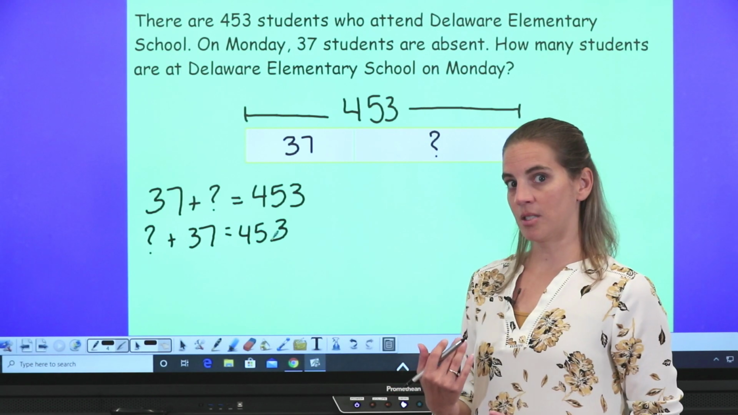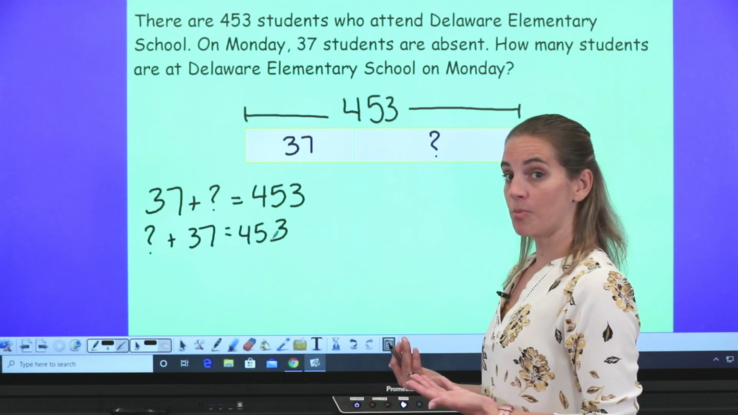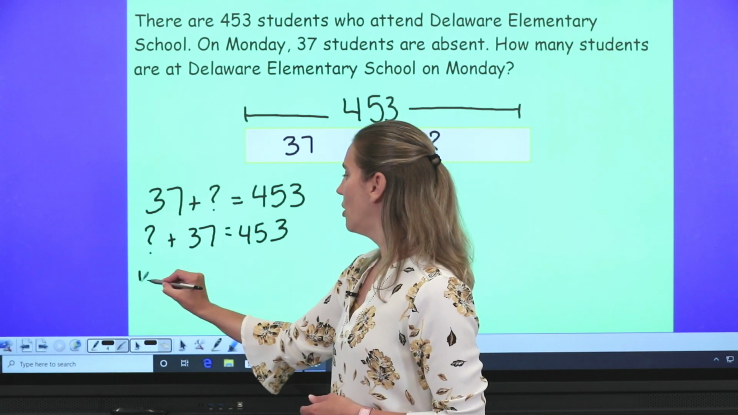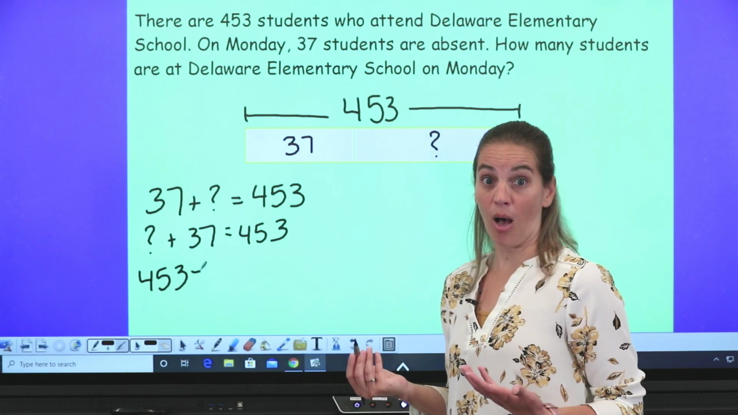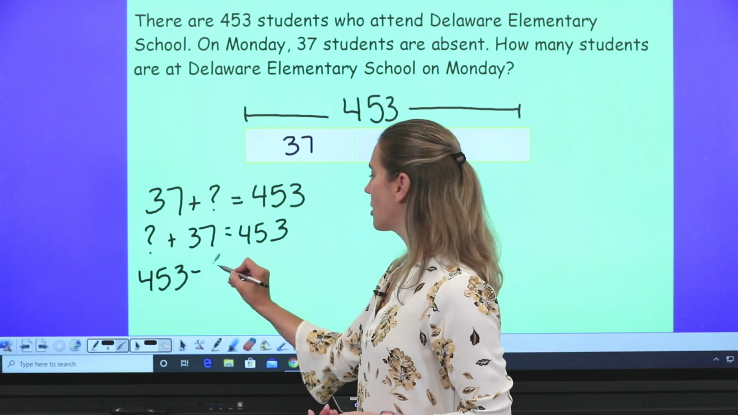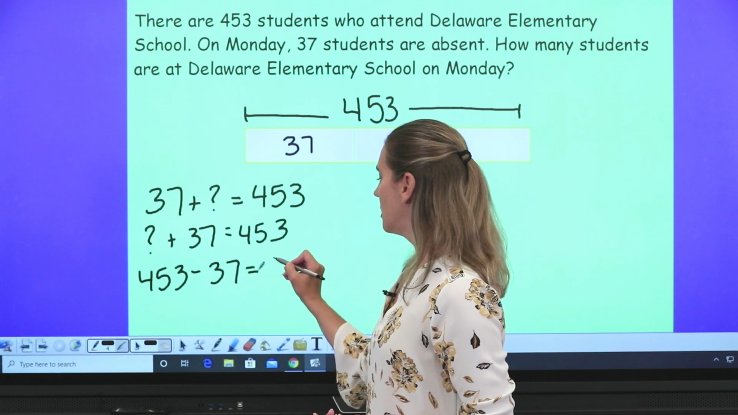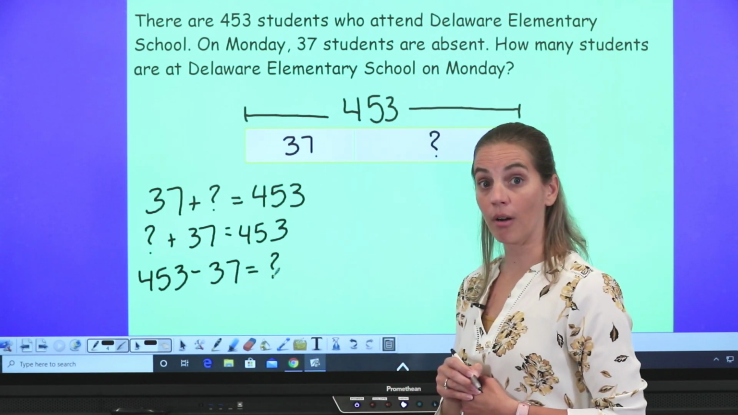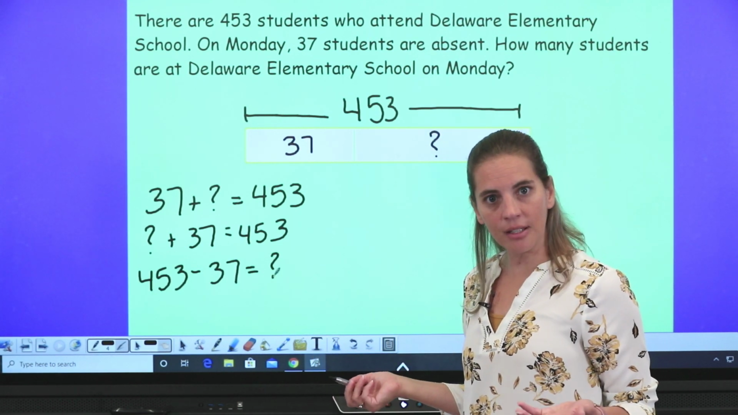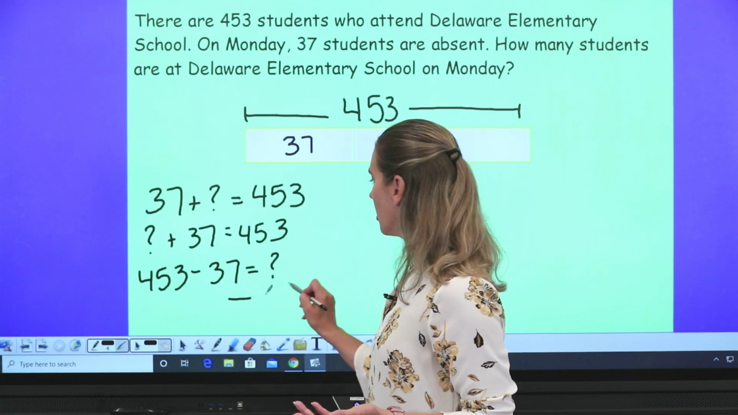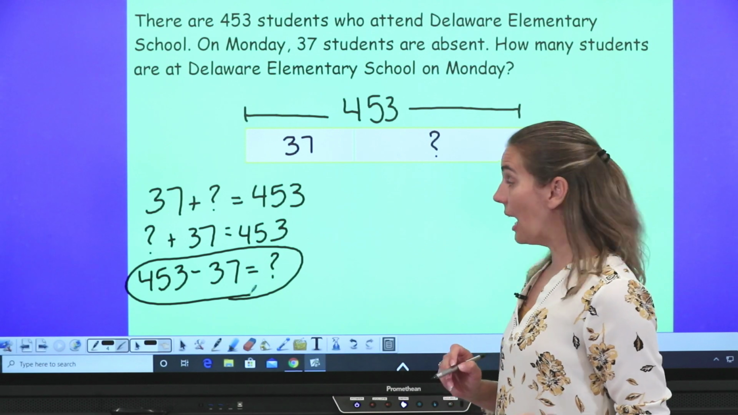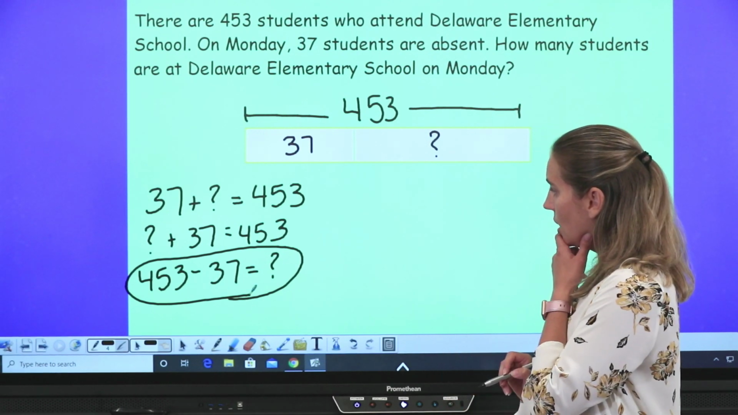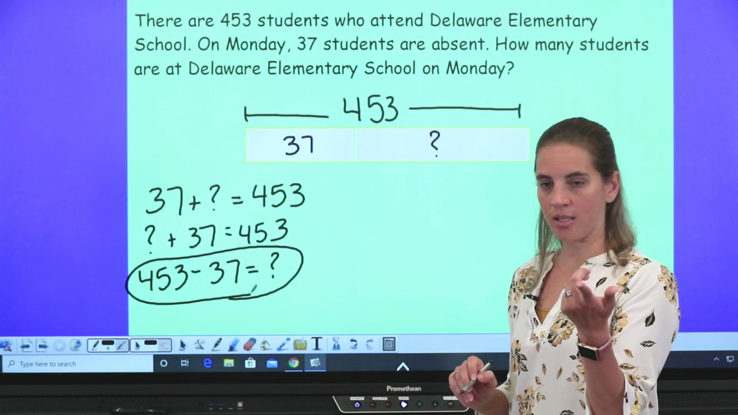So let's do some subtraction. To start with subtraction, we're going to start with our whole, 453. Let's take away a part. Well, let's take away 37. That will give us our unknown number. Hey, isn't that the equation we need to solve right here to figure out how many students are at school on Monday? Yeah, perfect. Okay, well, let's do base 10 blocks again.